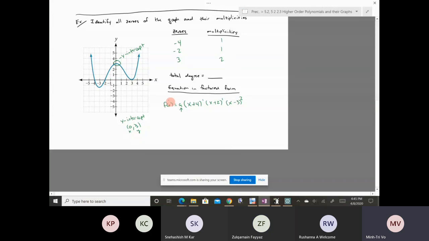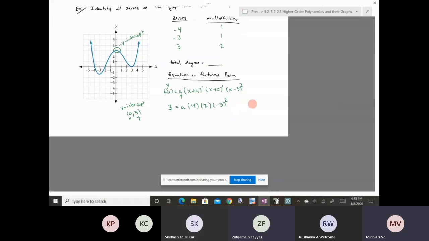So we can now plug it in. This is y, right? F of x is y. So when you plug it in, you get 3 is equal to A times, and when x is 0, this is 4. Wait, x is 0 here, why this is 2? And when x is 0 here, like when it's 0, it doesn't do anything. Right. And so when this is 0, it's just -3, but then there's also the square here.